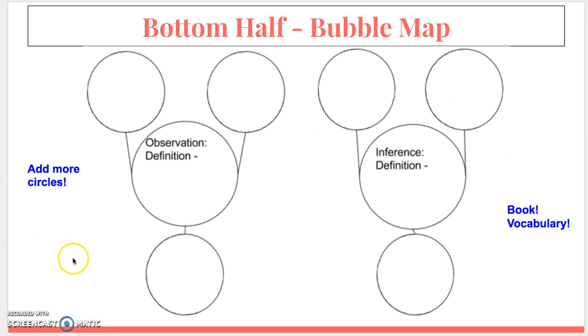Okay, students, on the back, you are going to do the exact same thing. You are going to do the same thing for observation and for inference. Okay? Remember, you need at least 4 circles. So right now we gave you 3. You need to add 1 more circle.